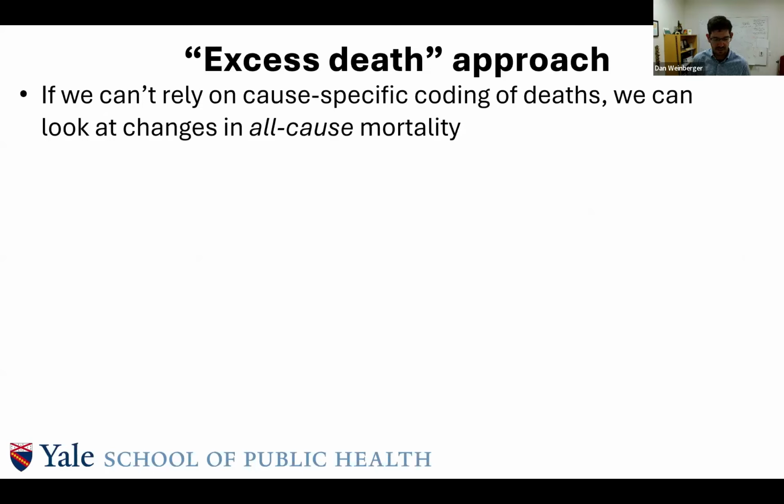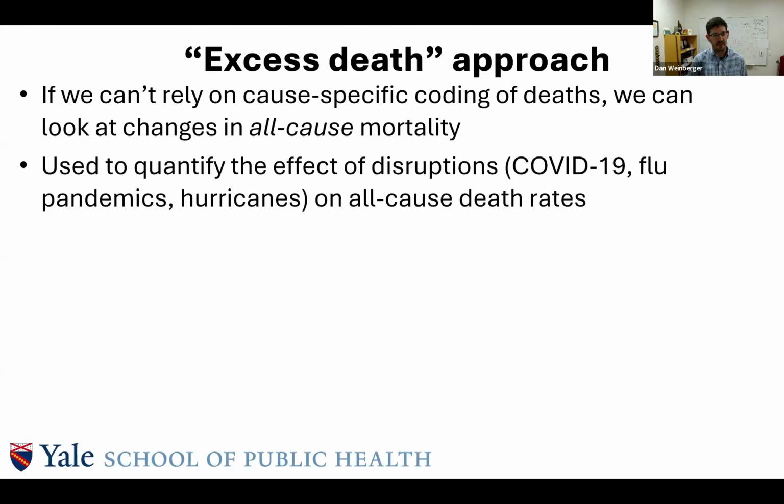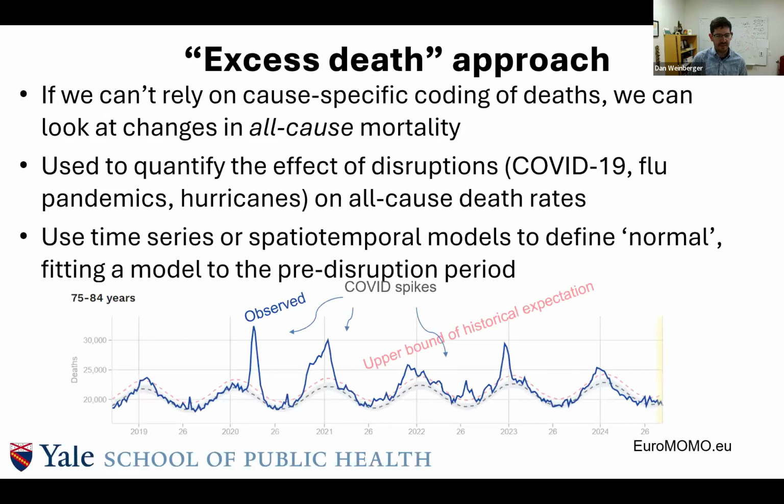But we can look at changes in all-cause mortality, and that can give us an indication of what's happening when there's a discrete event. When we have a disruption that's intense and for a relatively short duration, like a pandemic or a hurricane or a heat wave, we can see the effect of that event on all-cause death rates. This is usually done using either time series models or spatiotemporal models to define what we expect the normal rate of death to be in a specific population at a specific time. And then we look for deviations from this.